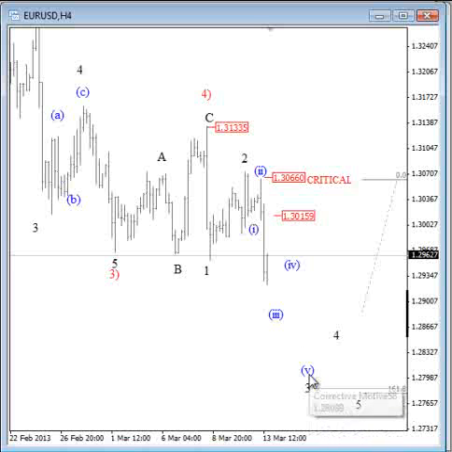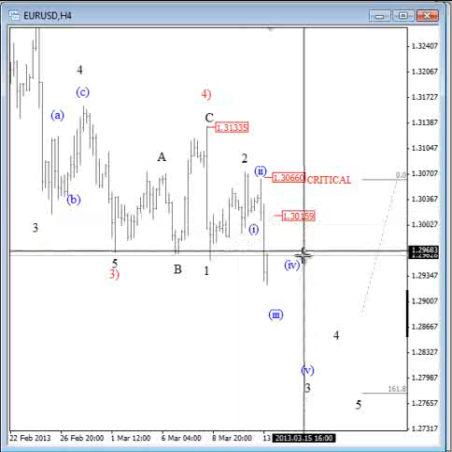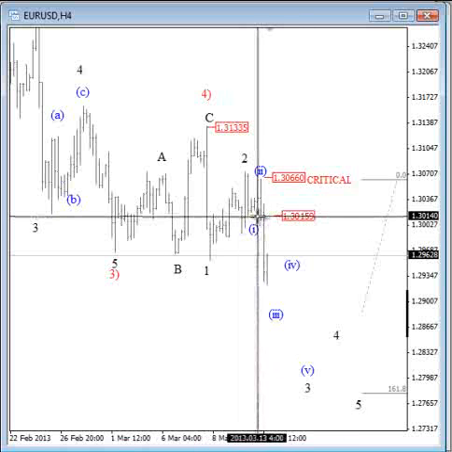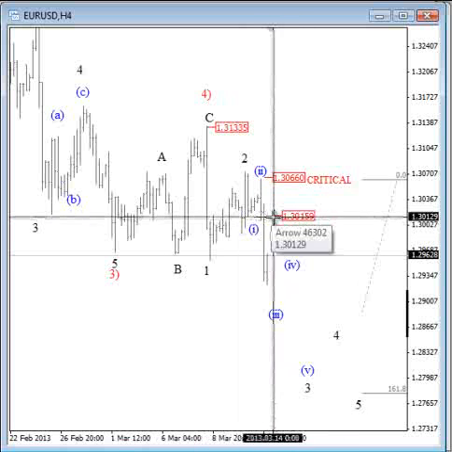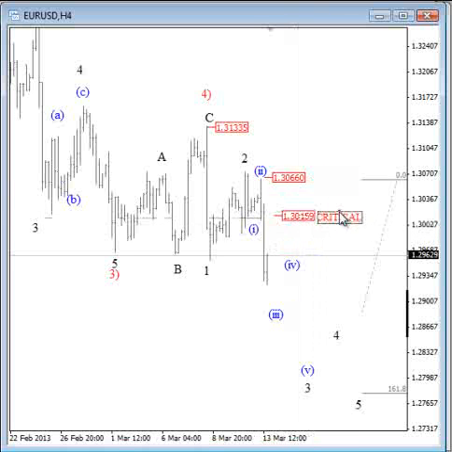Now if this wave count is correct, then of course the market should not move back above the 1.3015 invalidation level. Okay, why? Because this was a minor swing low of this wave 1, so this is now a wave 4 bounce, and wave 4 must not overlap with wave 1.